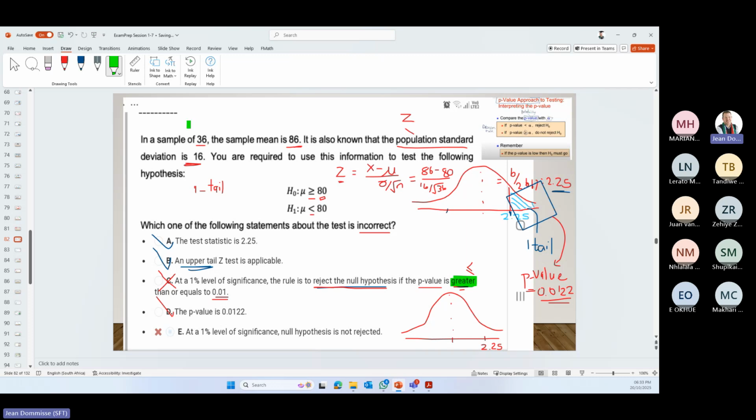Okay, so that's why I added it here. If a p-value is smaller or equal to, you reject the null hypothesis. Here it could have been two things in the mix: reject when it's smaller or equal to, or if it is greater than, you would have said accept it, or do not reject.